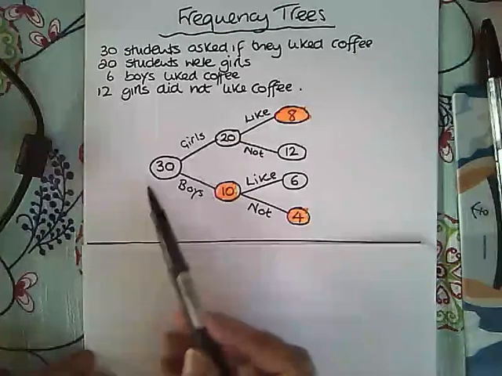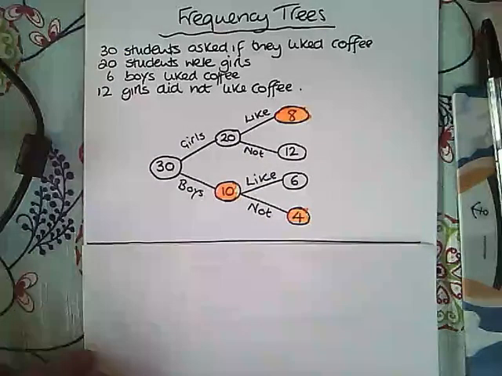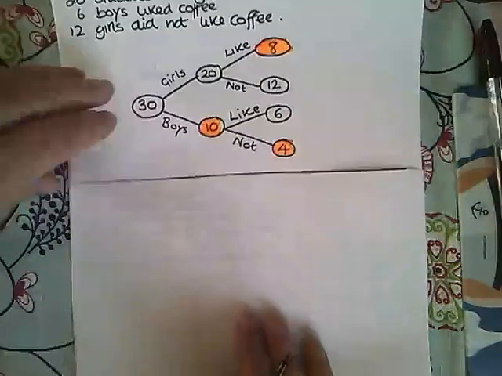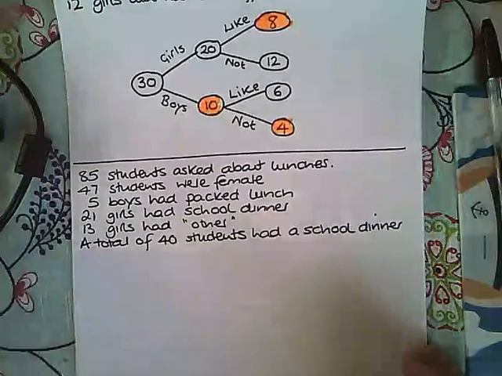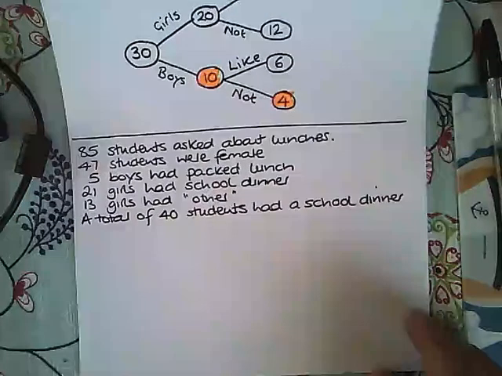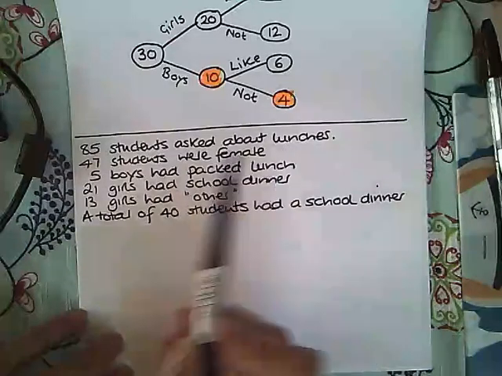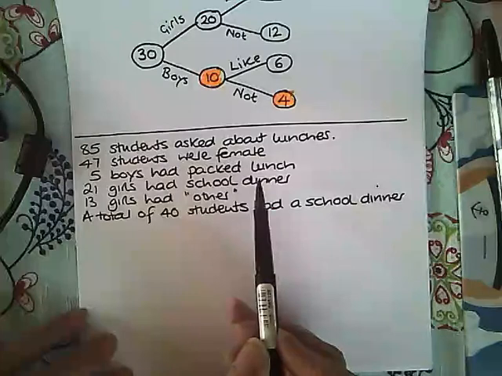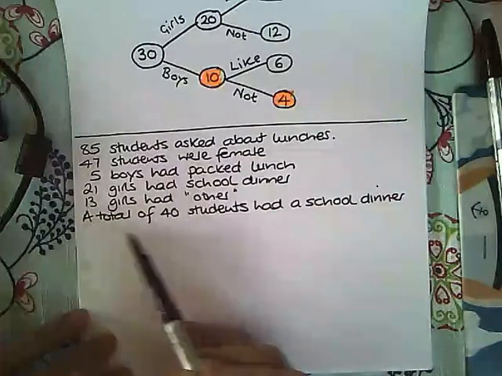And sometimes you'll get the tree and you'll have to fill in the numbers, and then other times you'll just be asked to make a frequency tree up yourself. I'm going to do another example. If we move the paper up a bit, and then you can see the next question. So this question is all about what people liked for lunch. It says 85 students were asked about lunches, 47 students were female, 5 boys had a packed lunch, 21 girls had a school dinner, 13 girls had other, and 40 students had a school dinner.